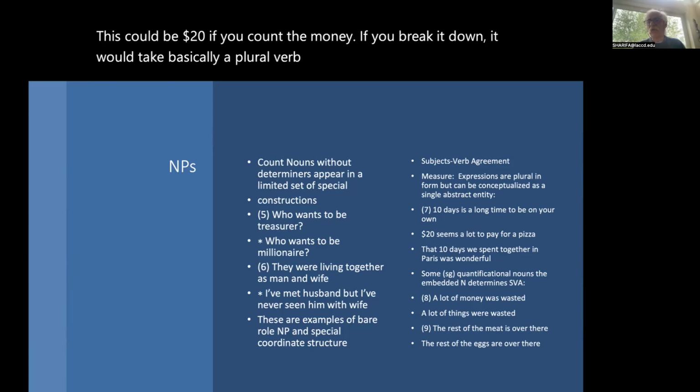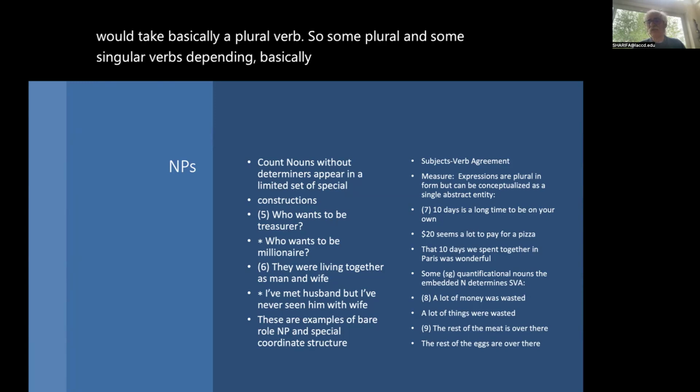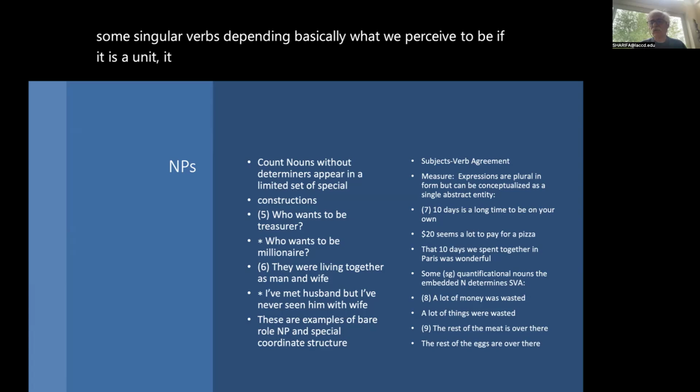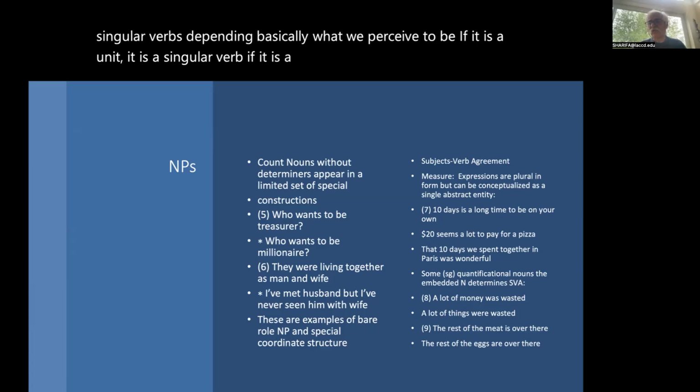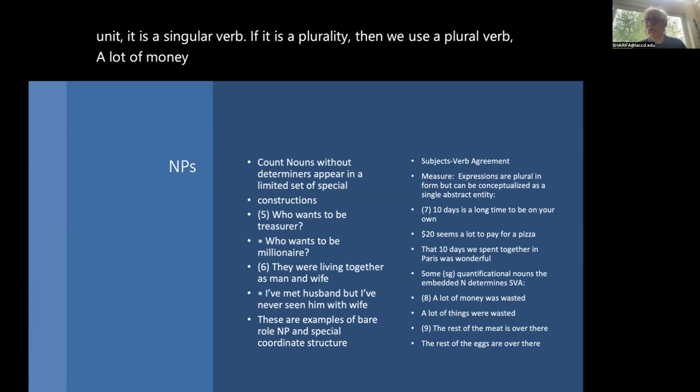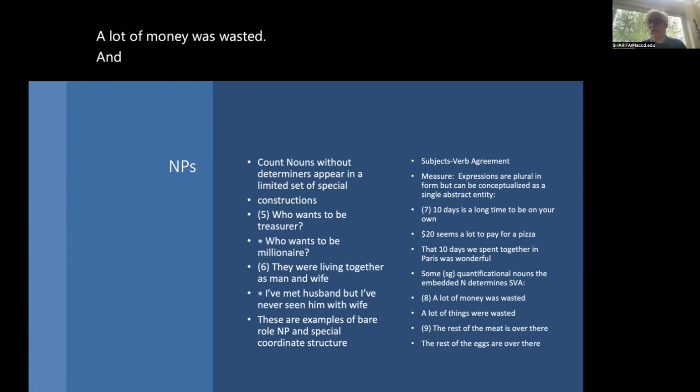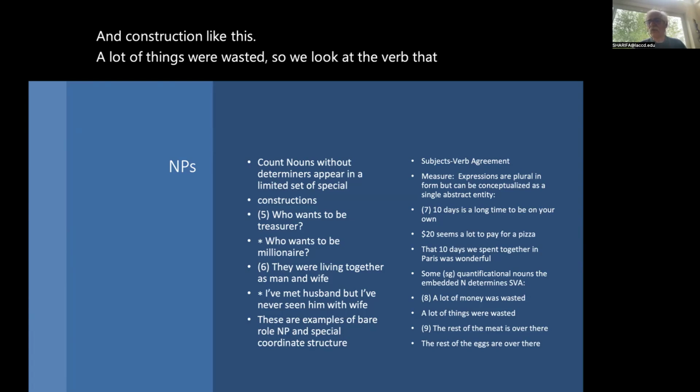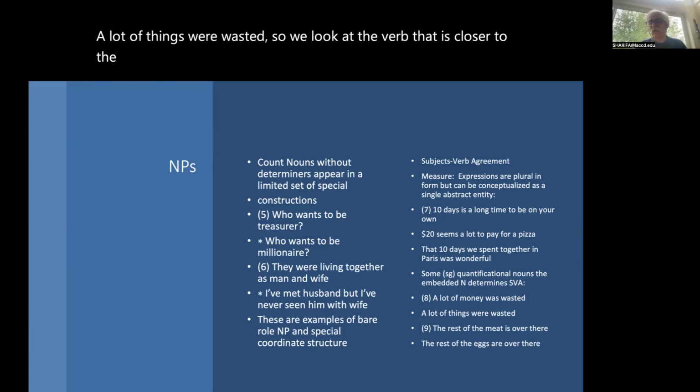So some plural and some singular verbs, depending basically on what we perceive to be. If it is a unit, it is a singular verb. If it is a plurality, then we use a plural verb. A lot of money was wasted. In a construction like this, a lot of things were wasted. So we look at the verb that is closer to the NP. If the NP is plural, then the verb would be plural.